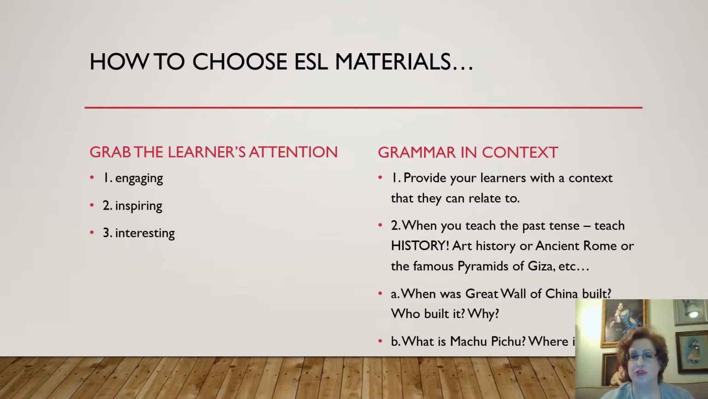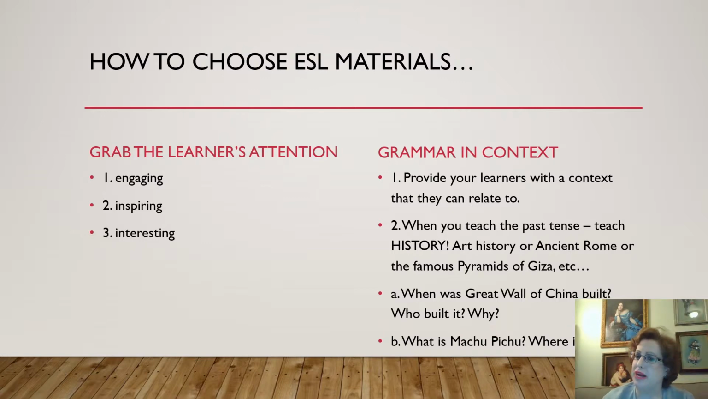And how to choose materials. Be sure that the materials grab the learner's attention. The rule of thumb that I always follow: be sure that they're engaging, inspiring, interesting. Some students in the past have told me, well, I don't like art. I don't go to art museums. I don't follow art. But everybody has an opinion about art, whether it's a traditional painting or a sculpture or a simple pen and paper drawing, everyone has an opinion.